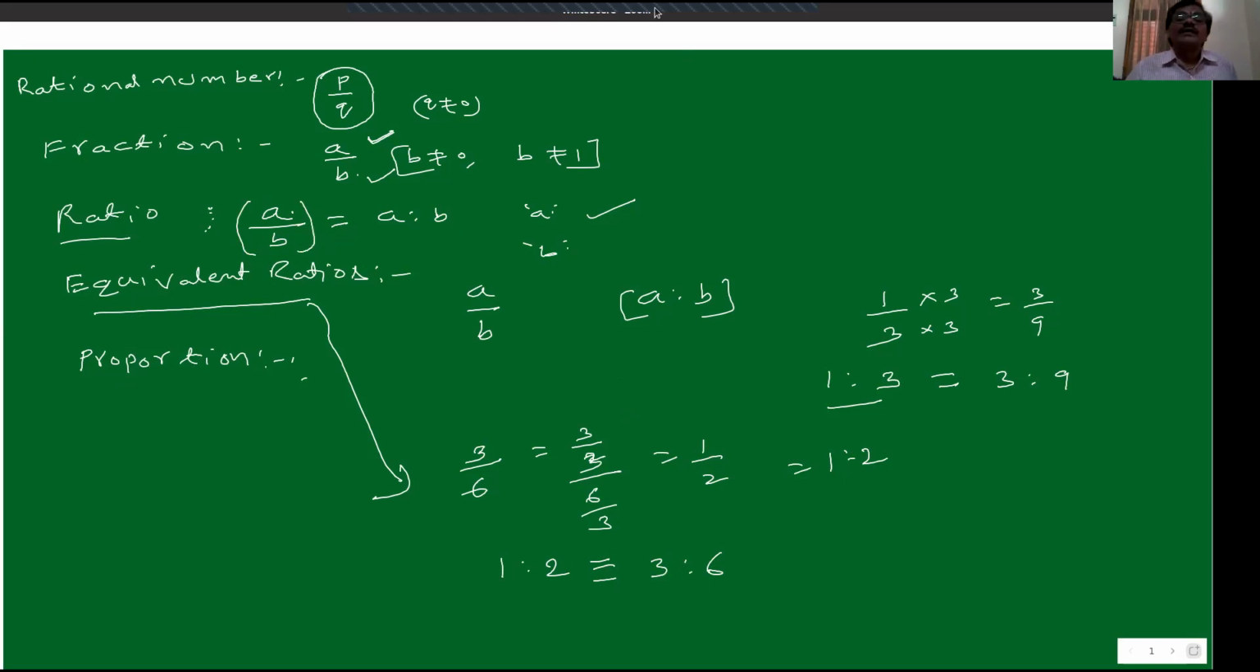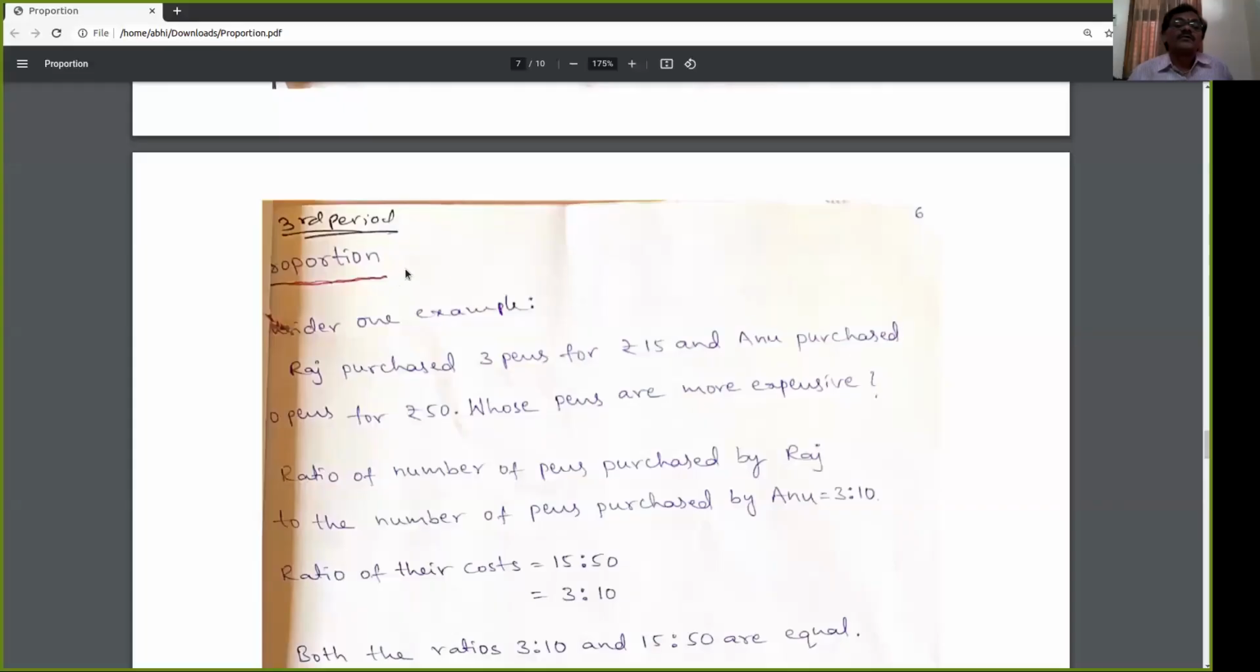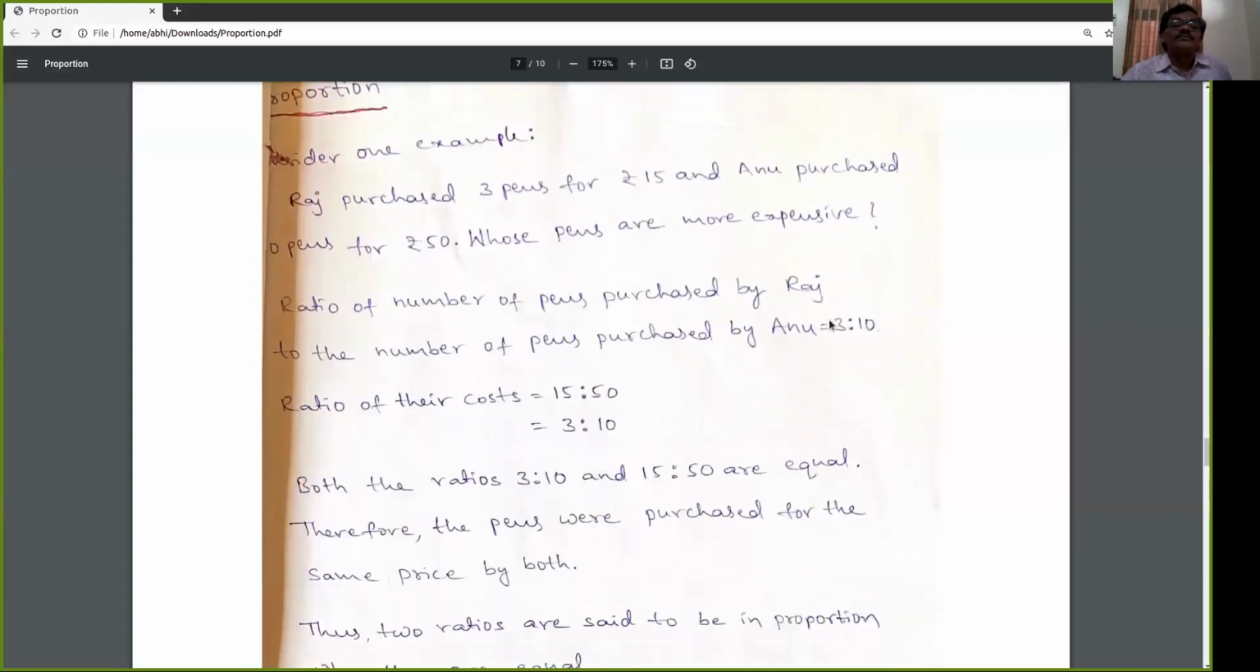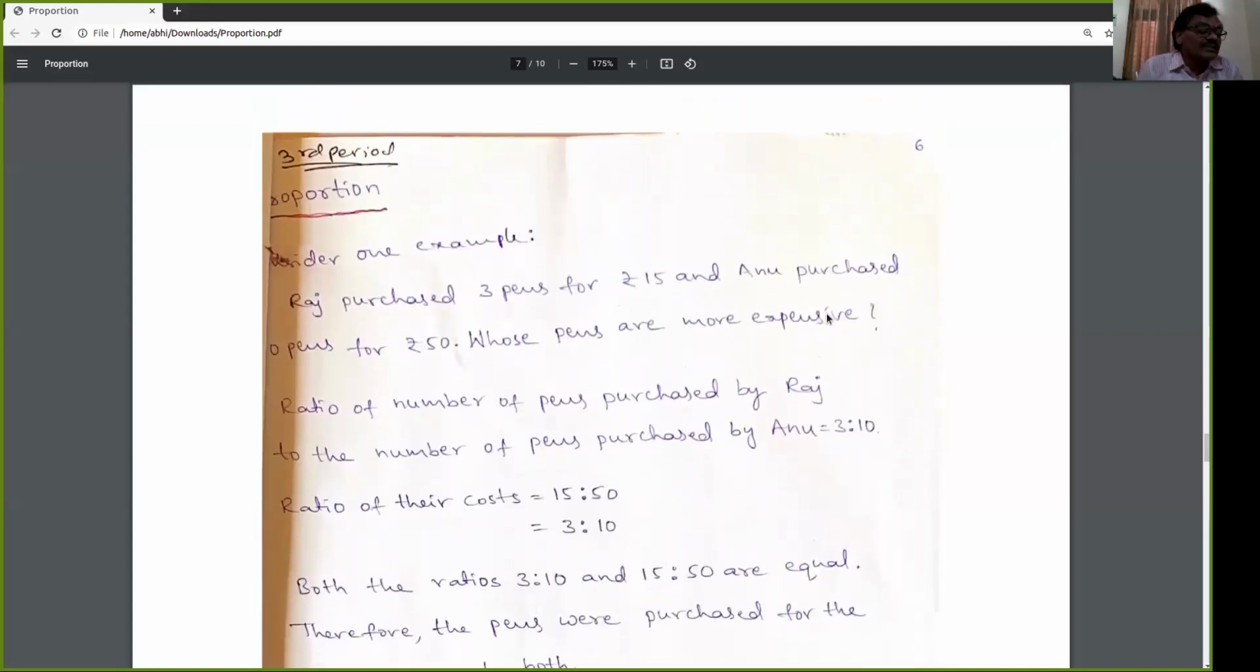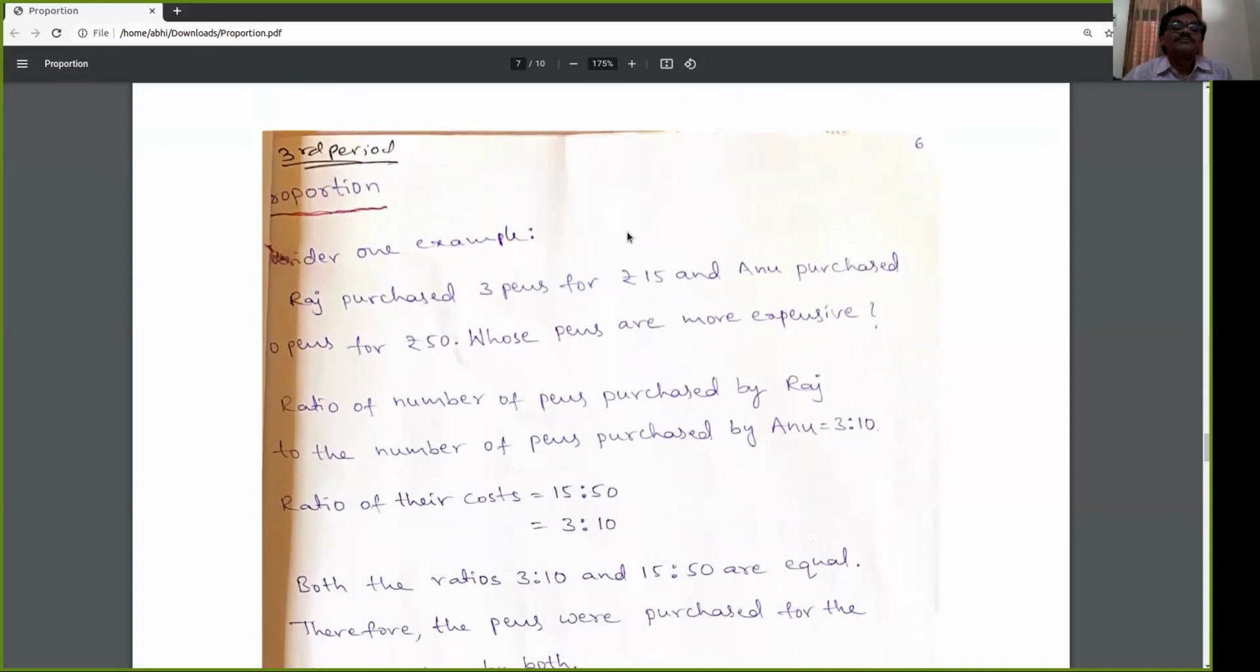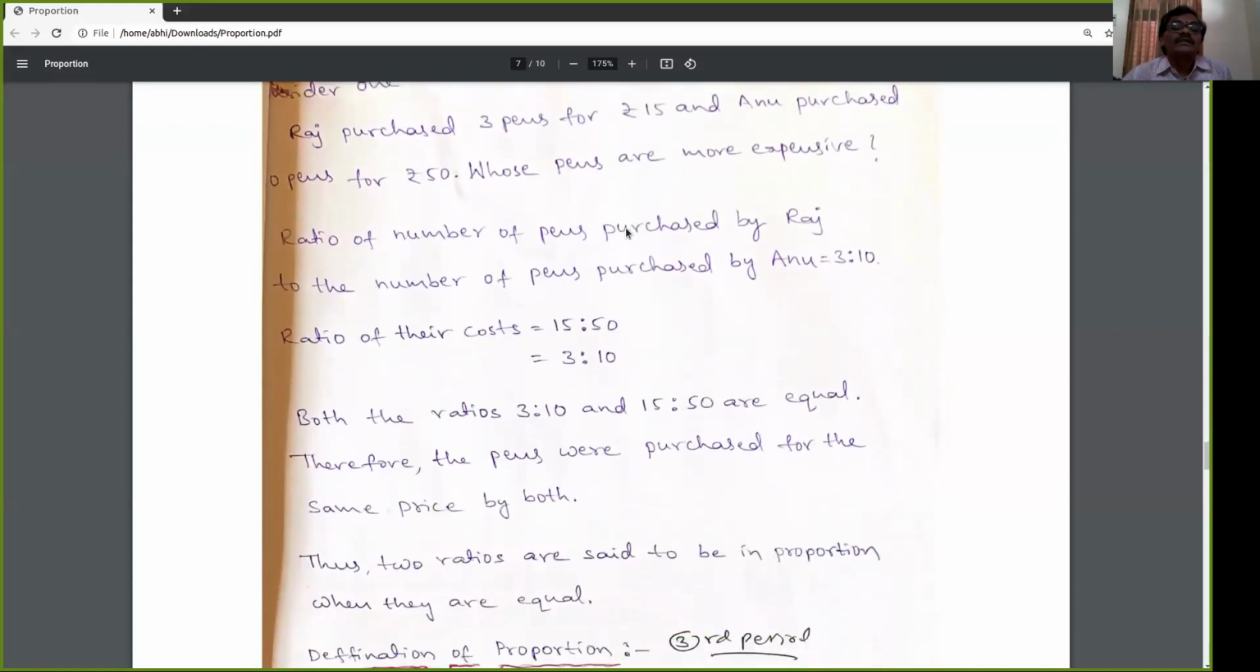Now, today, let us discuss proportion. In this proportion, consider one example. Raju purchased 3 pens for ₹15. Anu purchased 10 pens for ₹50.